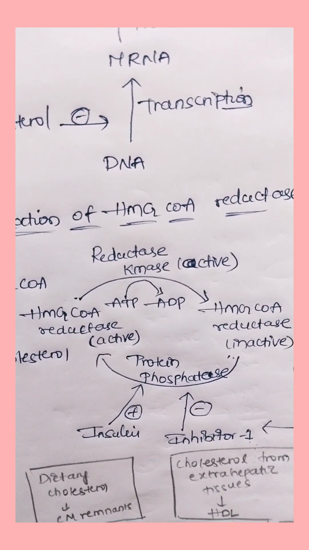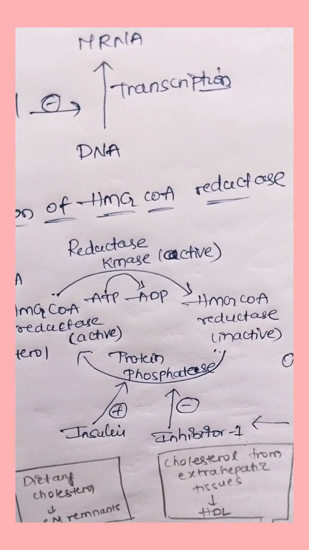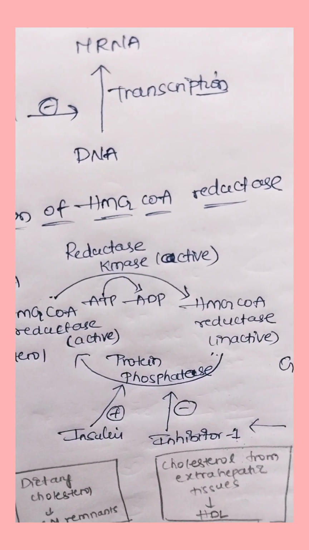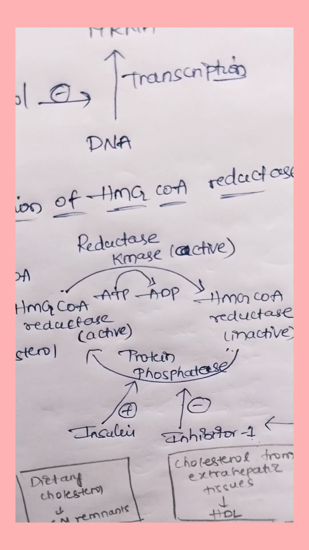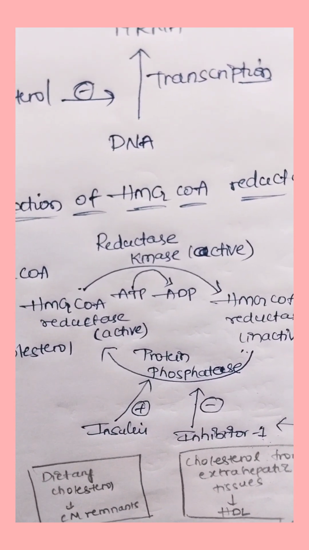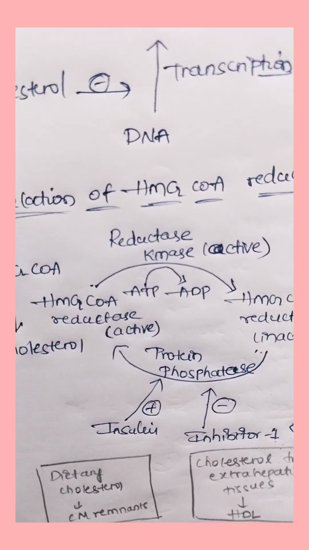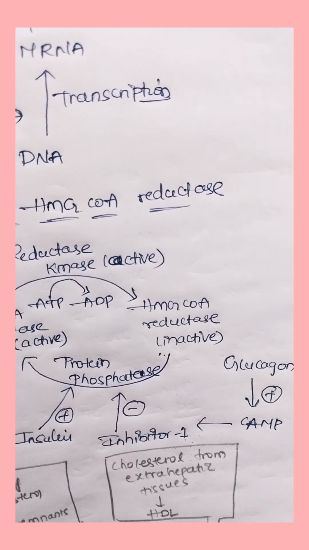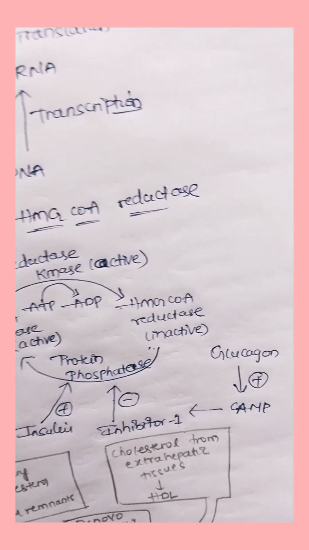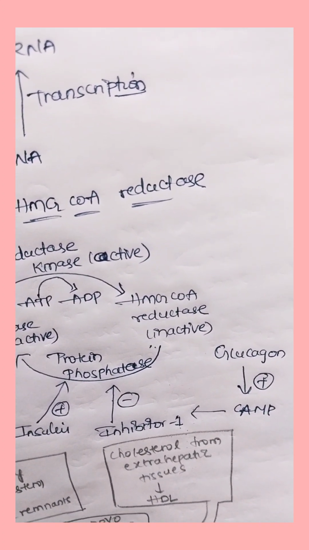So if reductase kinase is present, HMG-CoA reductase will undergo phosphorylation and become inactive. To become active, we want a protein phosphatase enzyme. Insulin will promote and activate protein phosphatase, so HMG-CoA reductase will be in the active form. Glucagon will stimulate cyclic AMP formation. Actually, what will happen? Glucagon will activate adenyl cyclase, and it will convert ATP into cyclic AMP.